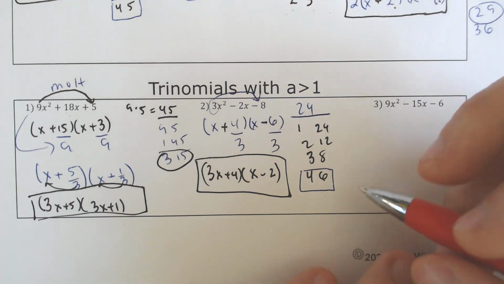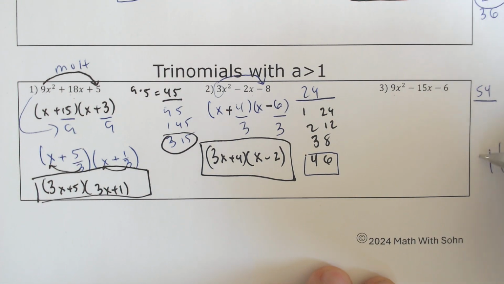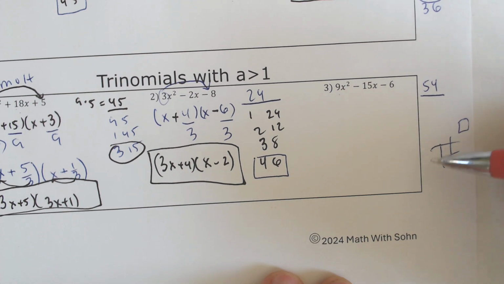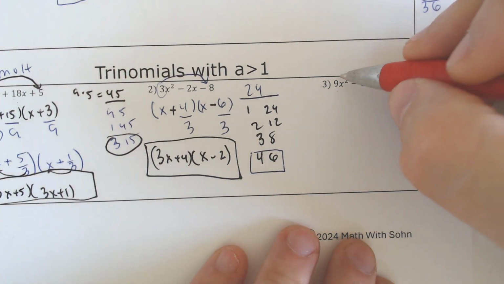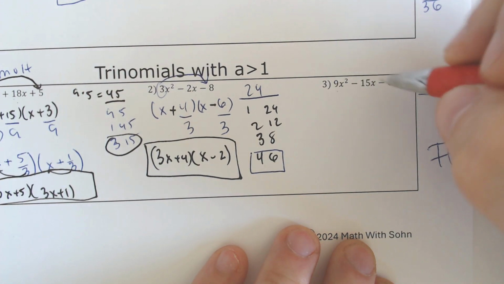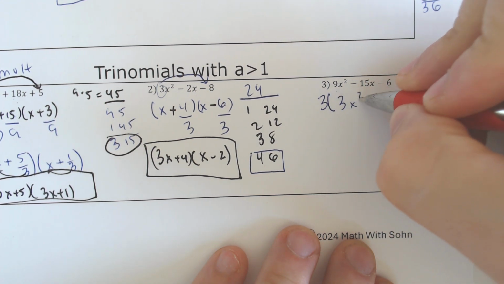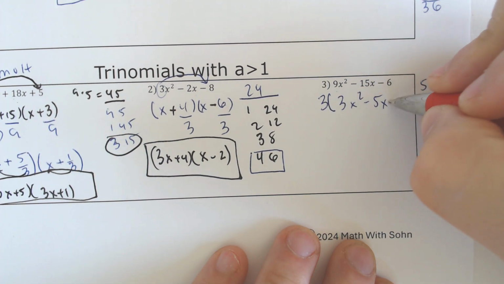There are other methods. I have one that I call a tic-tac-toe board. I've got a video on that. This is the method that I actually teach, but it is a little bit slower. Here, we can divide everything by 3. Let's do that first. We divide everything by 3. We get 3x squared minus 5x minus 2.